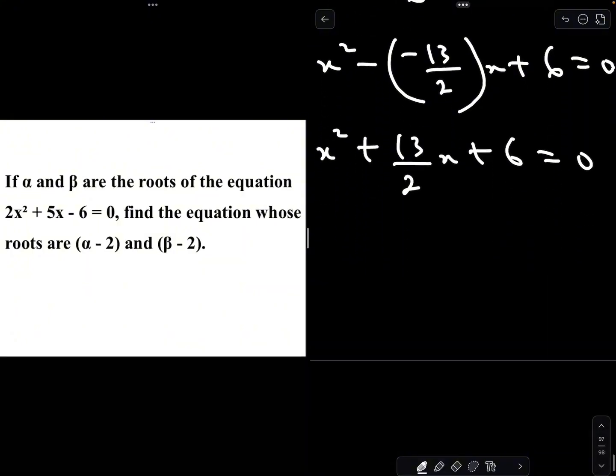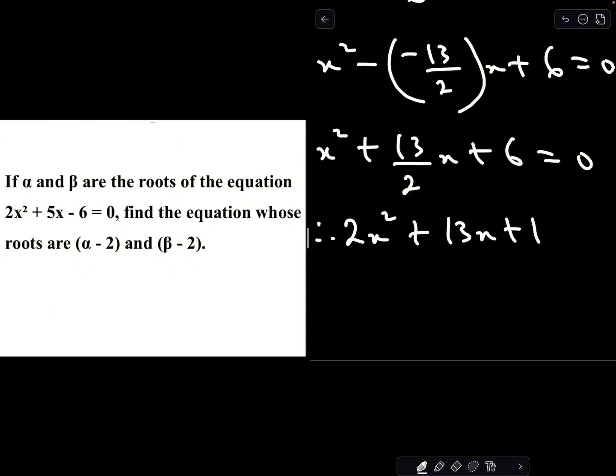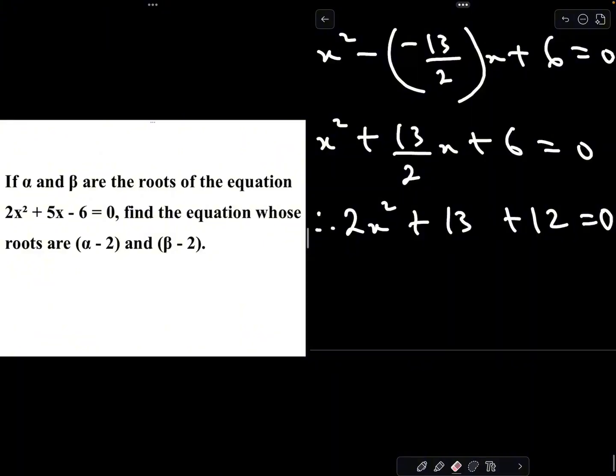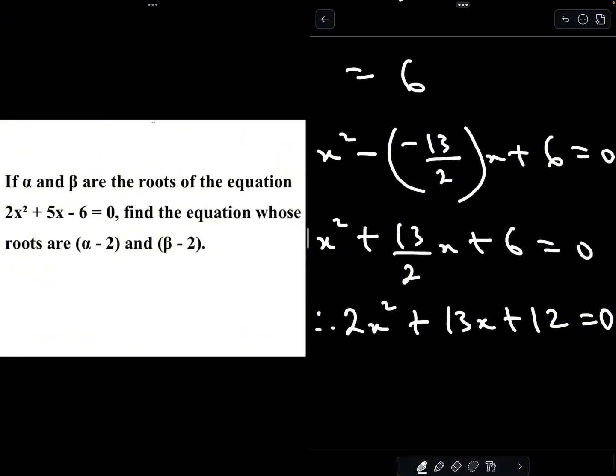And that simply means x squared plus 13 over 2 x plus 6 equals 0. Now, to clear the fraction, I can multiply through by 2, and that therefore means 2x squared plus 13x plus 12 equals 0. That's the equation whose roots are alpha minus 2 and beta minus 2. And that's it, very, very simply.